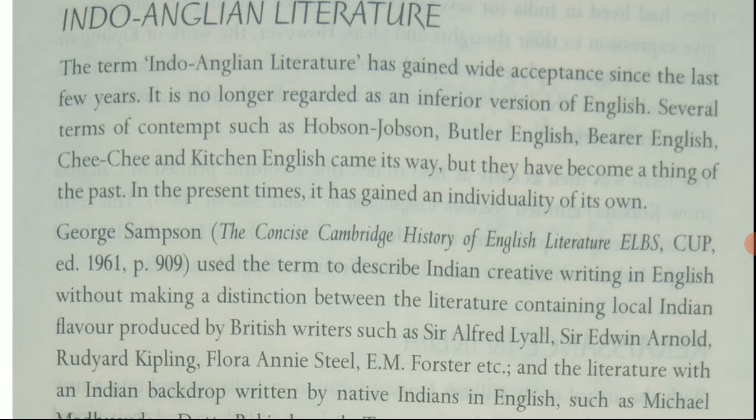George Sampson used the term to describe Indian creative writing in English without making a distinction between the literature containing local Indian flavor produced by British writers such as Alfred Lyall, Edwin Arnold, Kipling, Steel, Forster, etc., and the literature with an Indian backdrop written by native Indians in English such as Michael Madhusudan, Rabindranath Tagore, Sri Aurobindo, Sarojini Naidu. The distinction is meaningful and must be maintained. It is for the latter category that the term Indo-Anglian literature is used, not for Forster and the other British writers.